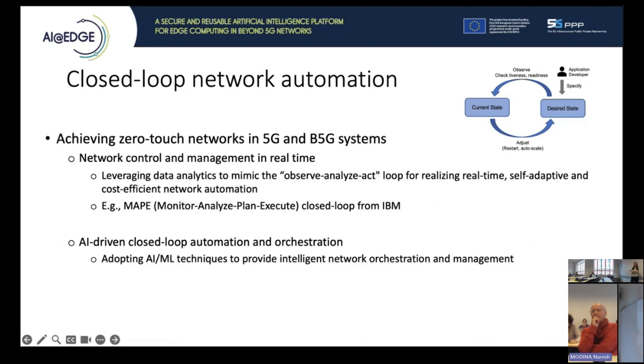The thing is that if you look at the 5G and beyond 5G services, we have such heterogeneous quality of service requirements that human in the loop orchestration might not satisfy them. So the goal now is to include artificial intelligence within the MAPE loop blocks, in order to make it automatic and intelligent. AI-driven closed loop automation adopts AI/ML techniques, for example, to analyze or monitor the data, or even to take some decisions on the network orchestration.